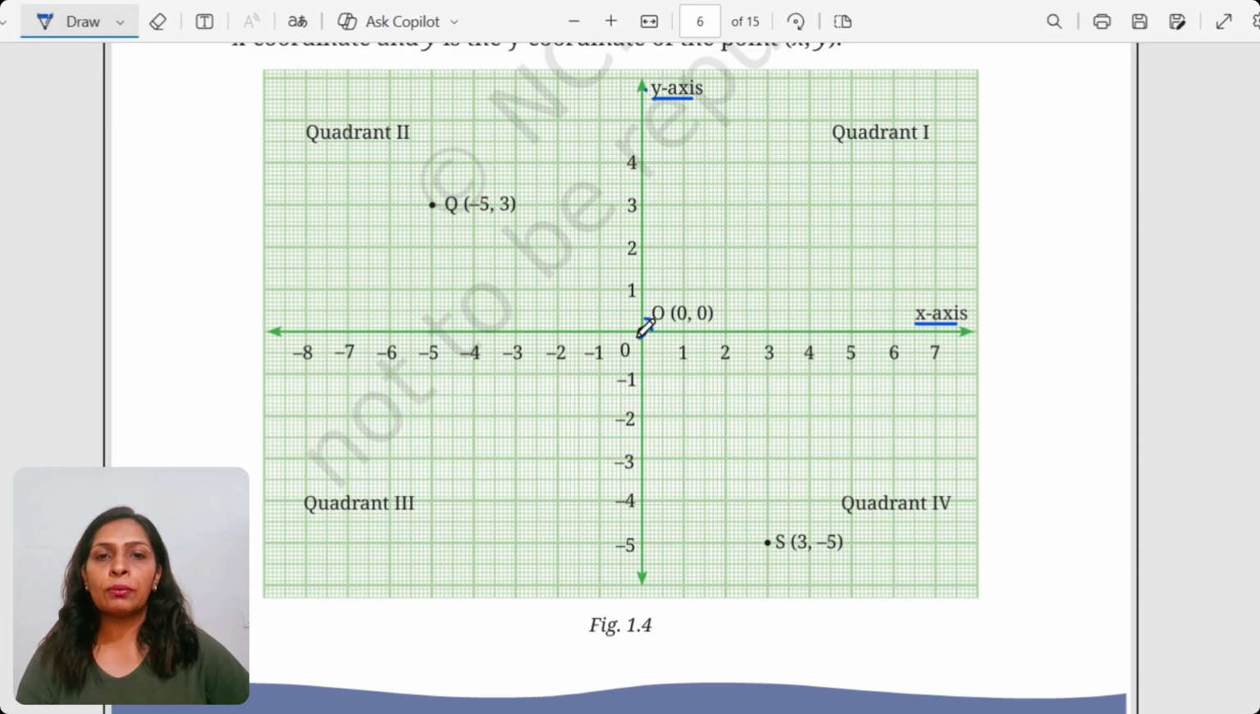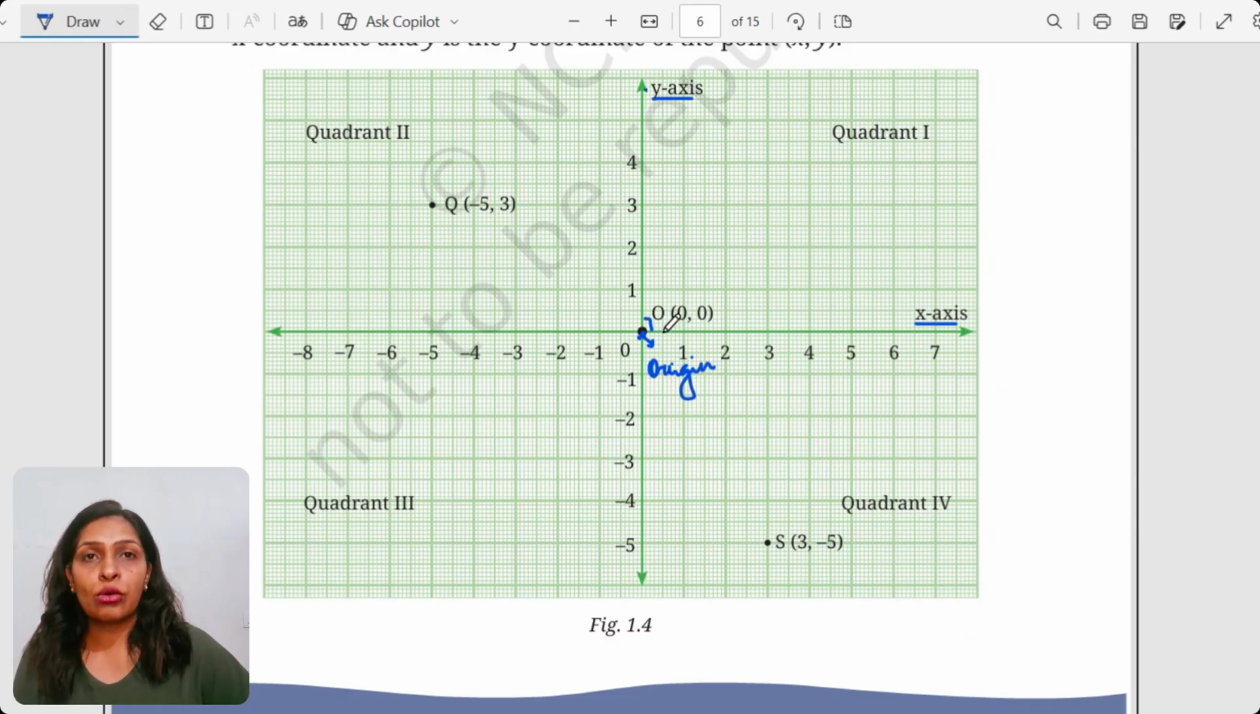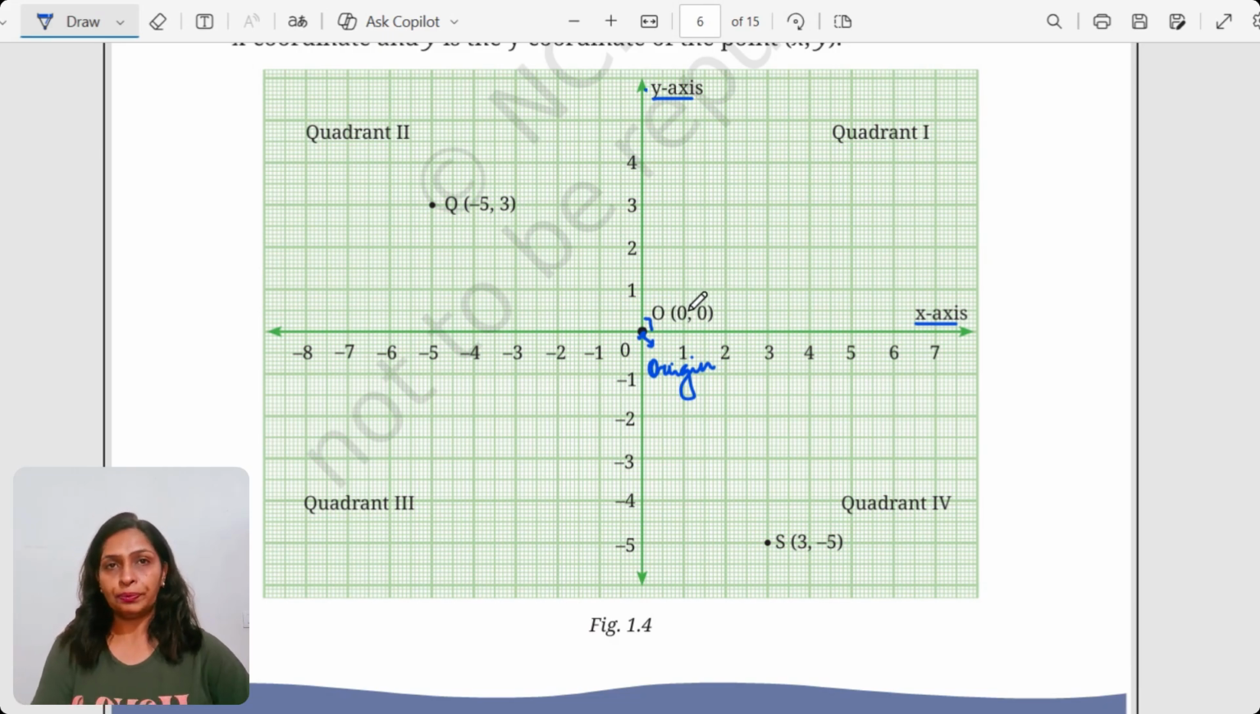This particular point where the x-axis and the y-axis intersect is a very, very important point, and this is known as the origin, right? Origin means the beginning of something. And the coordinates of this point, the origin, are 0 comma 0.